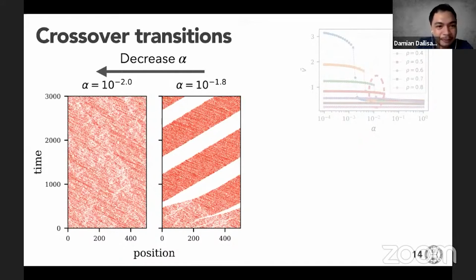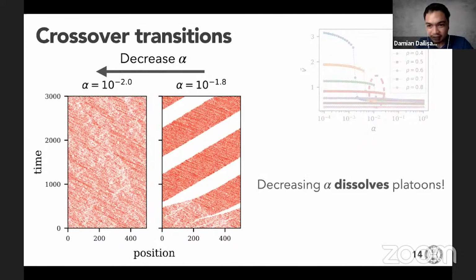So if you have alpha equals 10 to the minus 2, you can have this picture on the left. And then if you have alpha is 10 to the minus 8, you can have platooning in the space-time diagram. And what we see is that if you decrease alpha, or you decrease the demand of passengers, you can actually dissolve the platoons.